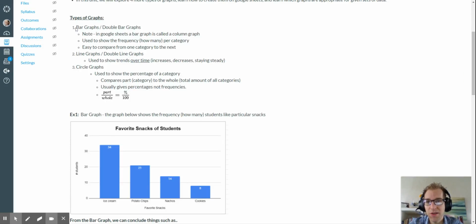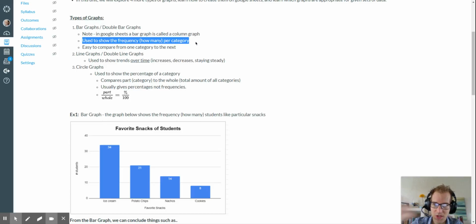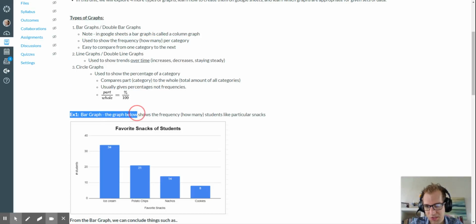Bar graphs, or double bar graphs, would be in the same category. Note that in Google Sheets, they will call this a column graph. Same thing though. It's used to show the frequency, or how many per category. Like this example below, this is an example of a bar graph. It shows the frequency, how many students like different particular snacks.